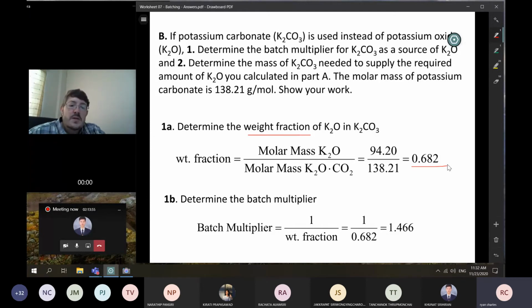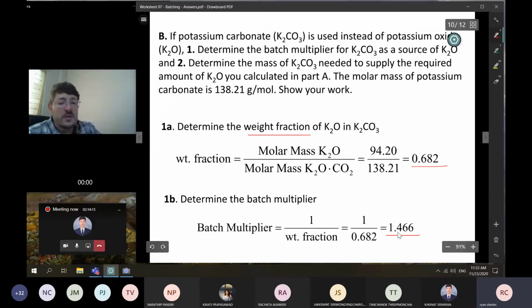So this is only 2/3 pure. It's got 1/3 impurities. So that's what we need to compensate for. So now we have the batch multiplier, 1 divided by the weight fraction. The batch multiplier is 1.466.